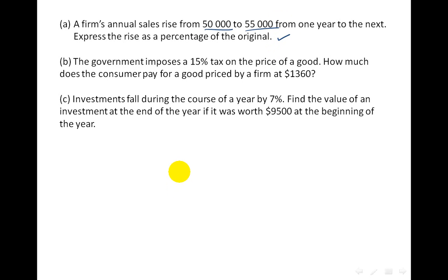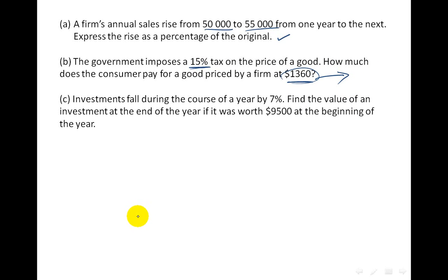Okay, second question. The government imposes a 15% tax on the price of a good. How much does the consumer pay for a good priced by a firm at $1,360? So there is a good that's priced at 1,360, and next there will be 15% of tax. So after tax, by what amount will this increase? So what will be the new price after taxation?